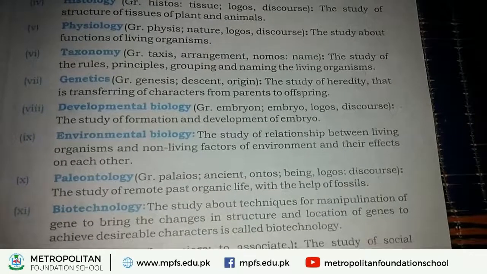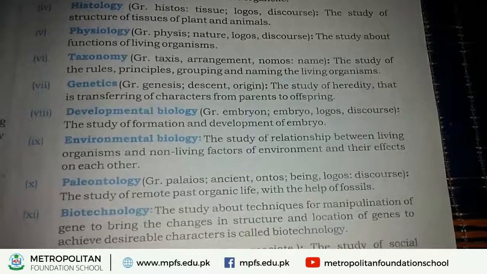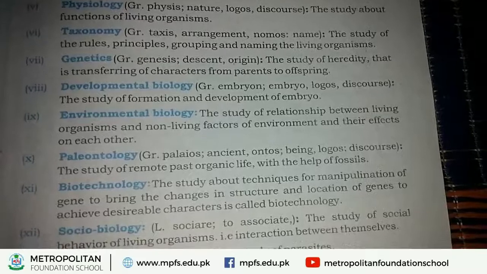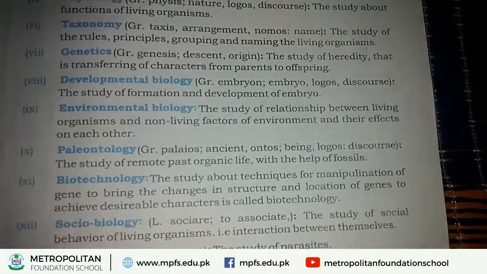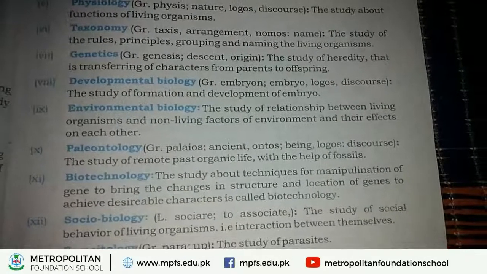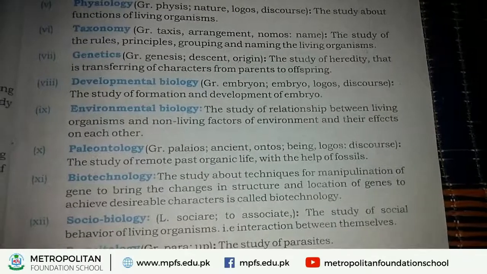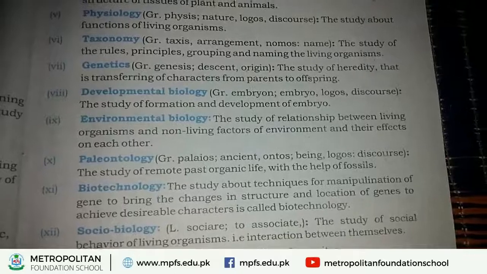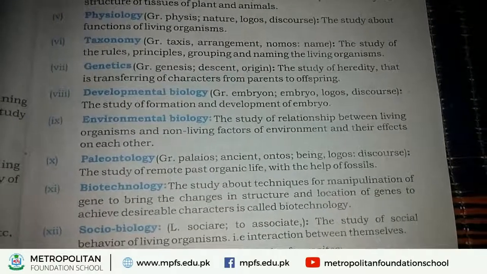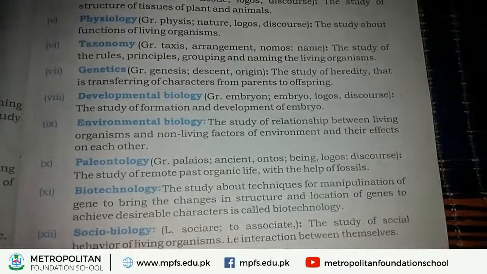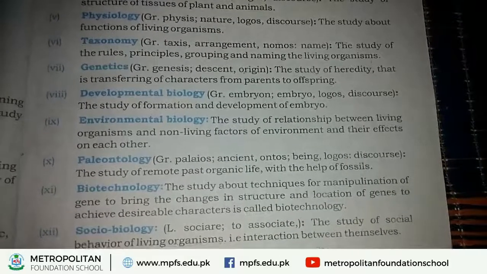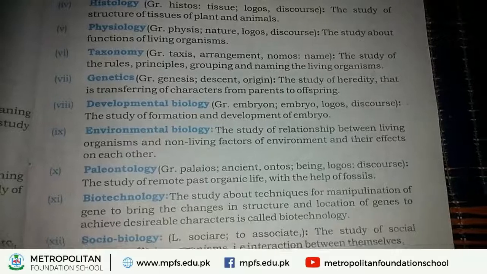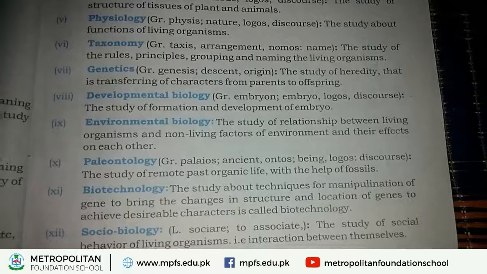In this branch of biology, we study about different rules and principles for grouping and naming the living organisms. Basically, in taxonomy, we classify living organisms, then we assign this organism a scientific name on the basis of different principles or rules. This branch of biology in which we classify the living organisms on the basis of similar and dissimilar characteristics into different families is called taxonomy.